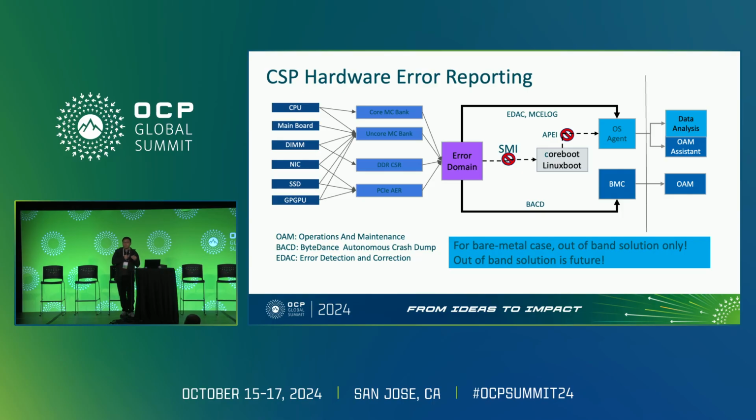But as I talked with a lot of people, for the bare metal case, they're not interested in the error from the in-band, but they would like to get all the error data from out-of-band. That should be fine. But for our internal business systems, the BACD is focused on the crash for the fatal error, the system crash. But most errors we can handle in-band.